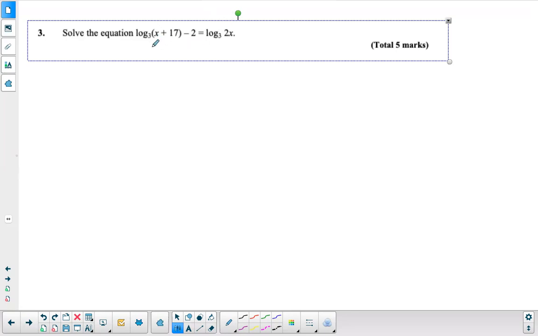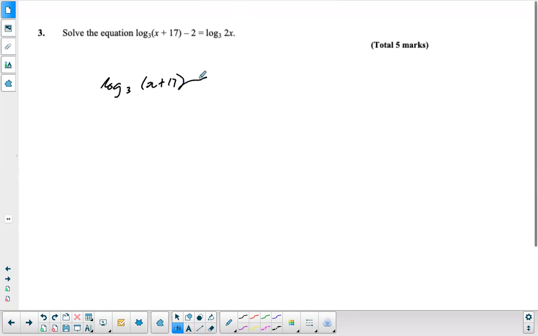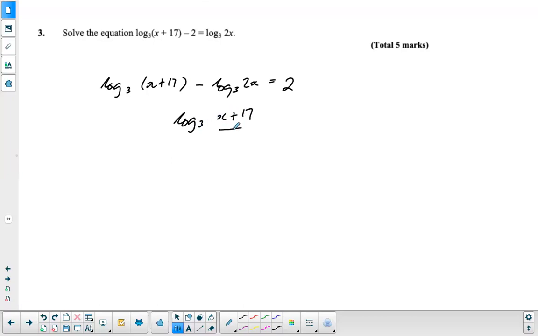Question 3, solve the log equation. So, what should we do here? The first thing to do is get all the logs on the same side. So, log to the base 3 of x plus 17, minus log to the base 3 of 2x. And I put the 2 onto the other side too by adding 2 to each side. So we've now got a log subtraction here, so I can say that this on the left hand side is log to the base 3 of x plus 17 over 2x.